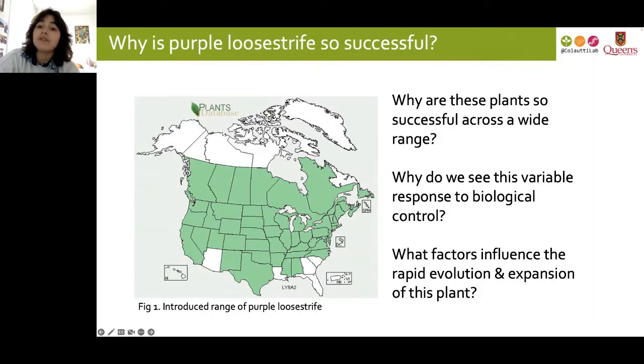Do these things interact? And are the responses from North American purple loosestrife different than the responses of European purple loosestrife? If we're able to answer some of these questions, we may be able to provide better information for managers to use when developing a framework for the implementation of biocontrol programs, not just in purple loosestrife, but in other invasive species systems as well.